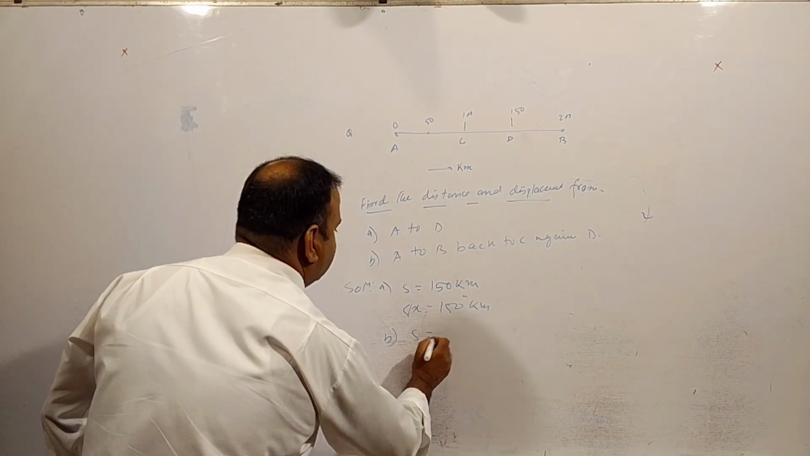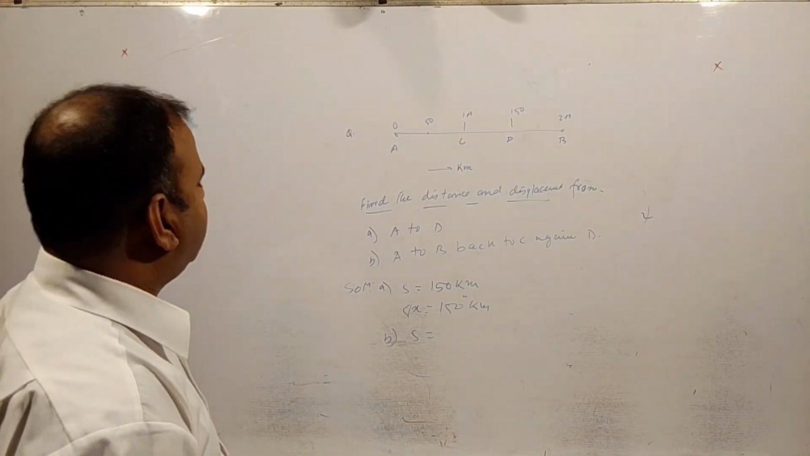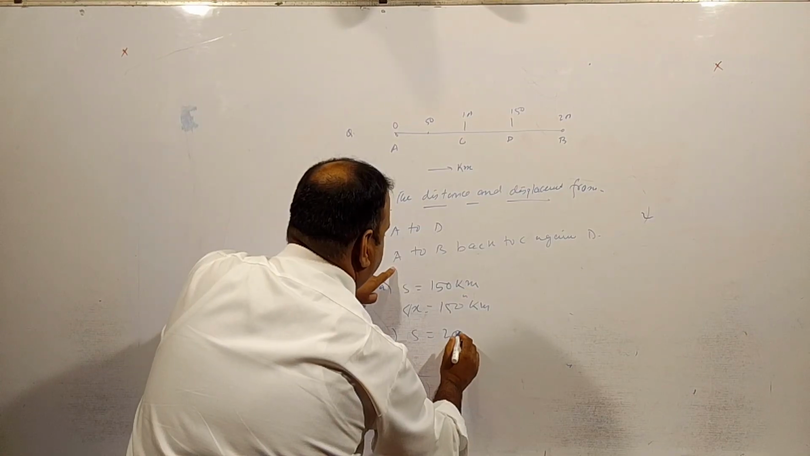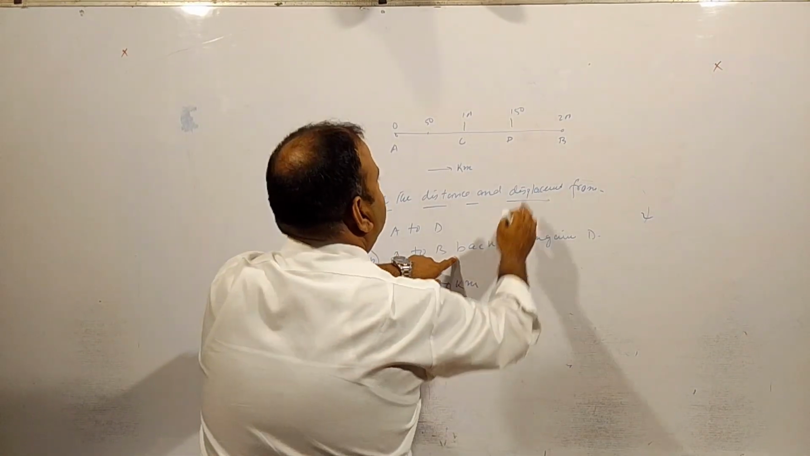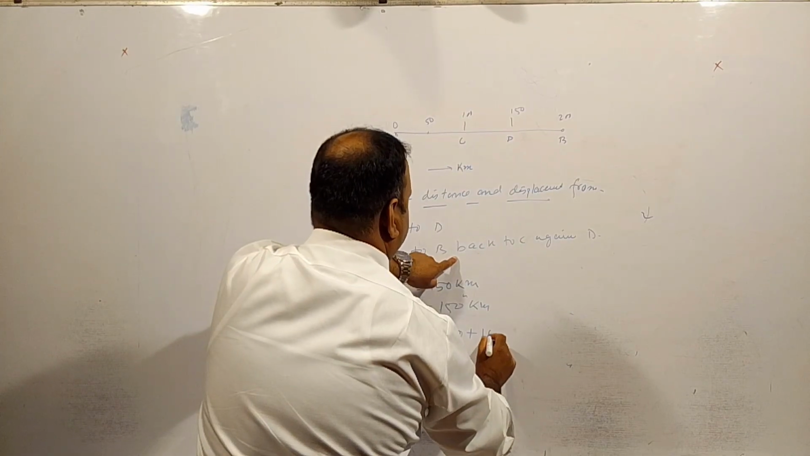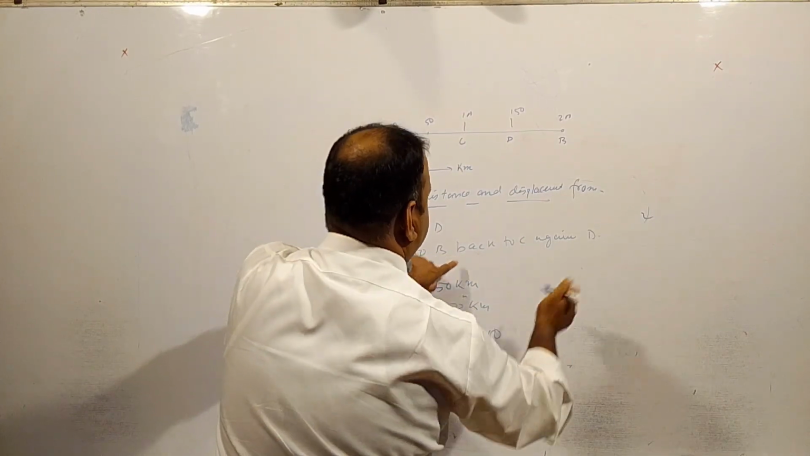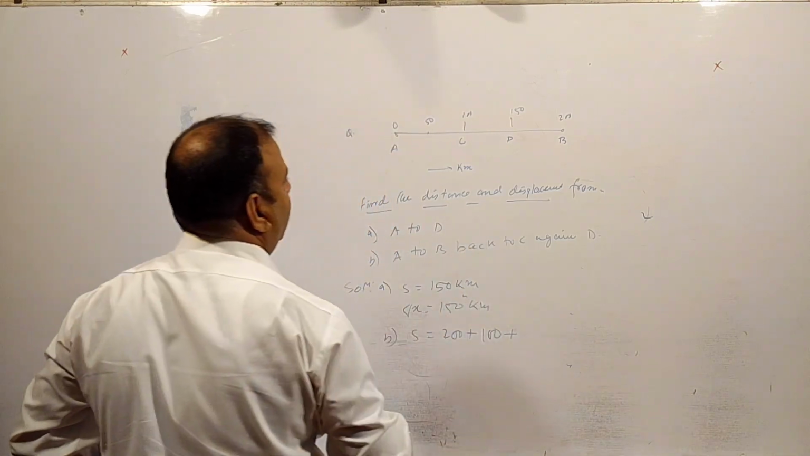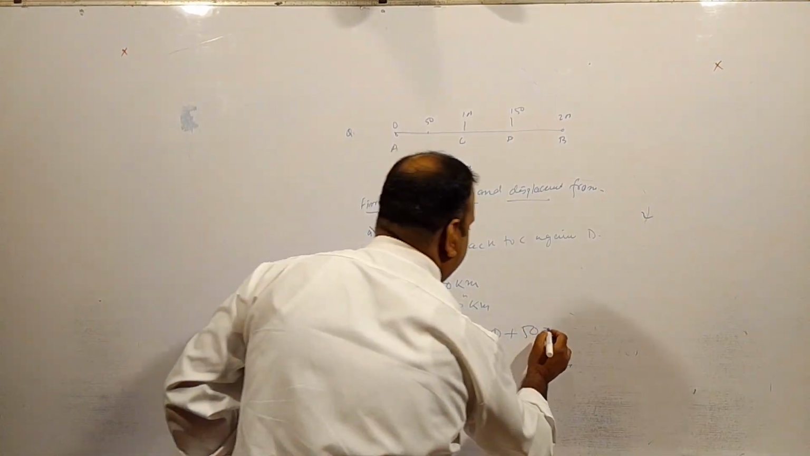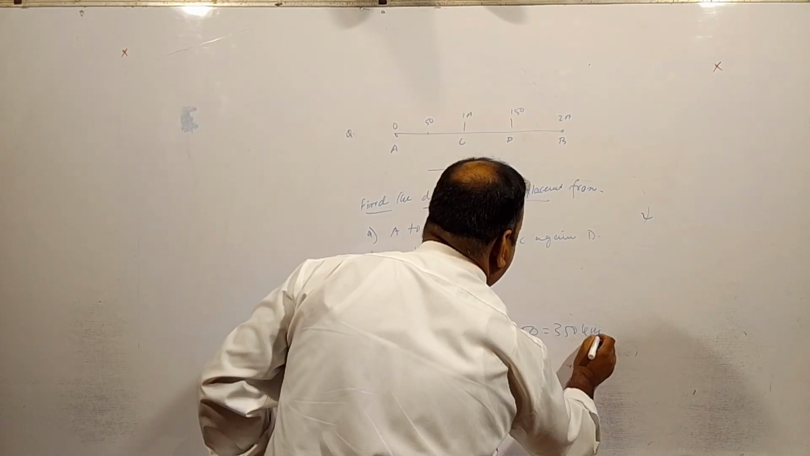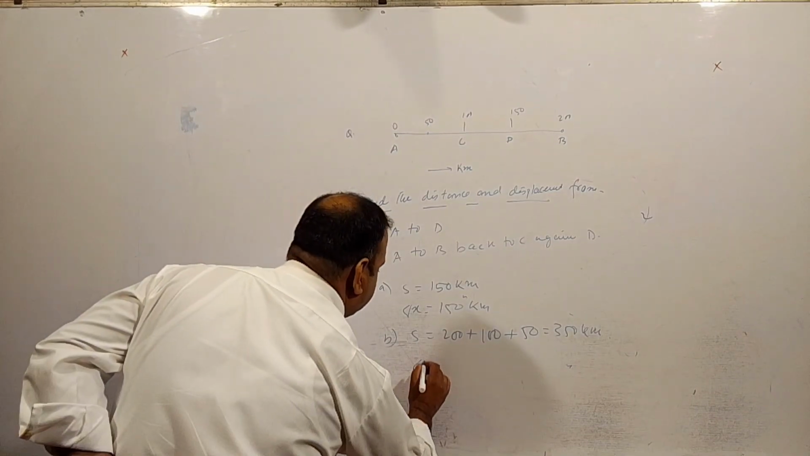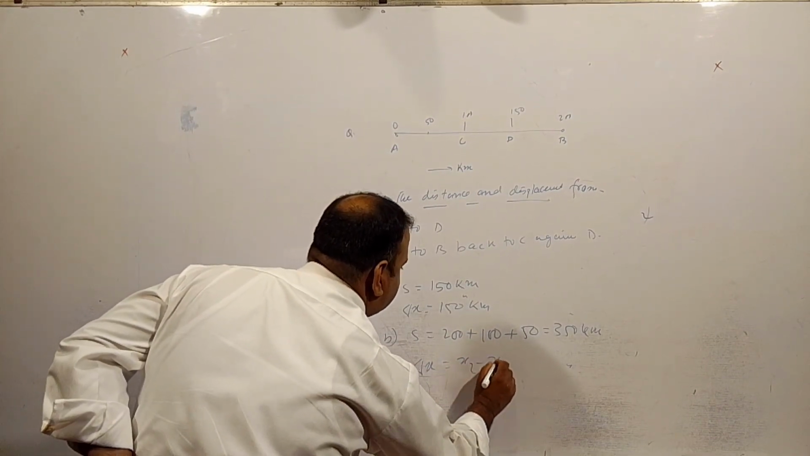Now the second one. What is the distance? A to B is 200, plus back to C, from here again back here, so 200 minus 100. Back to C, and again to D, that means 50. So it will be 350 kilometer. So the distance will be 350 kilometer.